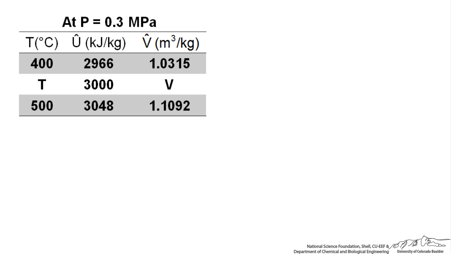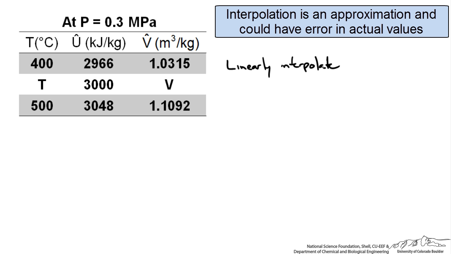Looking at the values of internal energy as a function of temperature, we see that the stated internal energy falls between 400 degrees Celsius and 500 degrees Celsius. Therefore, we can linearly interpolate between 400 degrees and 500 degrees to figure out what that temperature is, given the specific internal energy of 3,000.